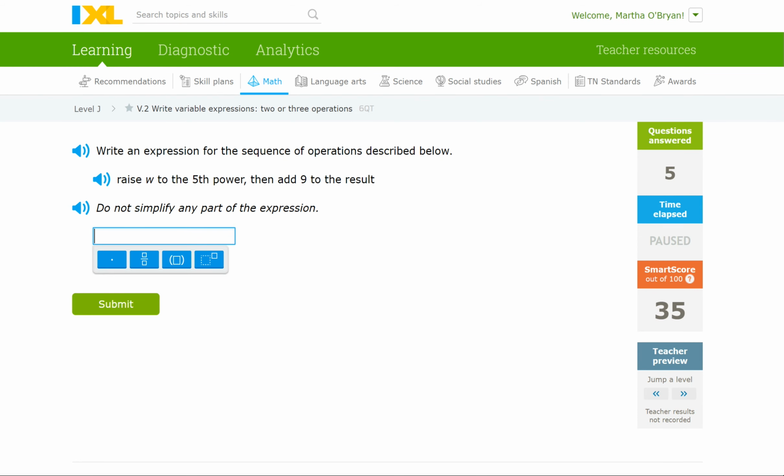Hi, so today I want to work on writing variable expressions with 2 or 3 operations on IXL. Before we start with the IXL problems, I want to just review order of operations and why it matters.